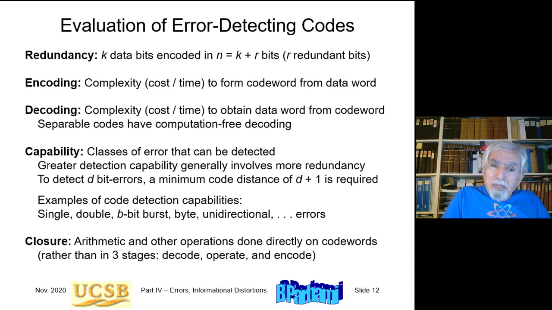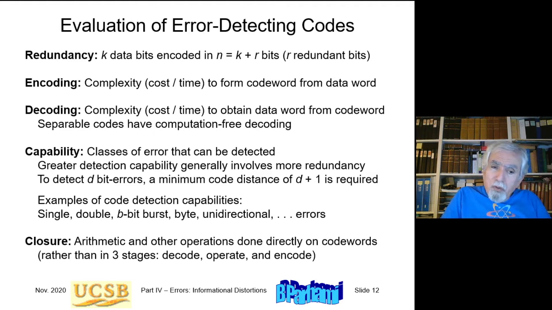Okay, capability of the code. What types of errors is it capable of detecting? The greater the detection capability, usually we need more redundancy. Okay, the more the detection capability, the more redundancy. Examples of code detection capabilities are single error detecting, single error correcting, double error detecting, B-bit burst error detecting, byte error detecting, unidirectional error detecting, and so on.